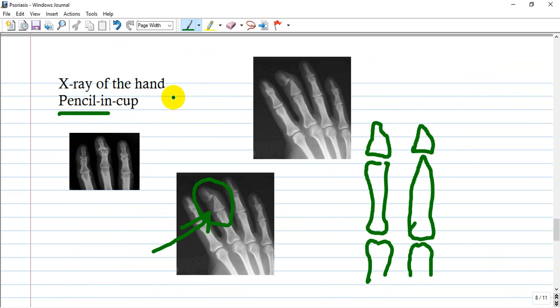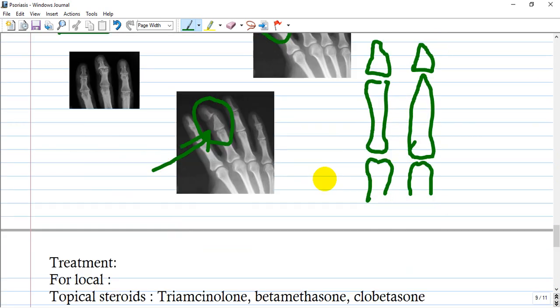On an X-ray of the hand, we can see a pencil in cup. So this articulation seems normal, but look at the next one nearby. You can see a pencil-like figure that is characteristic for psoriasis.